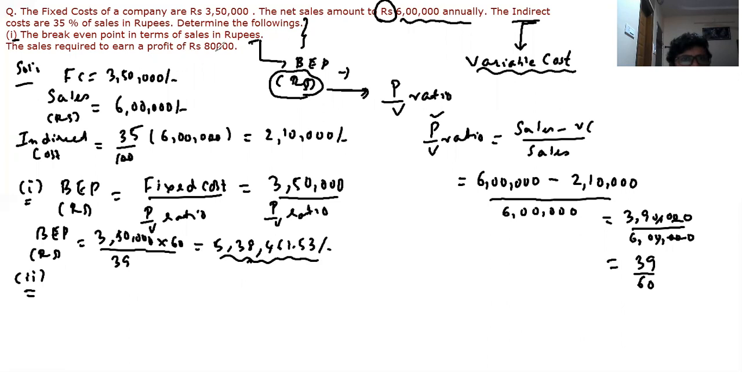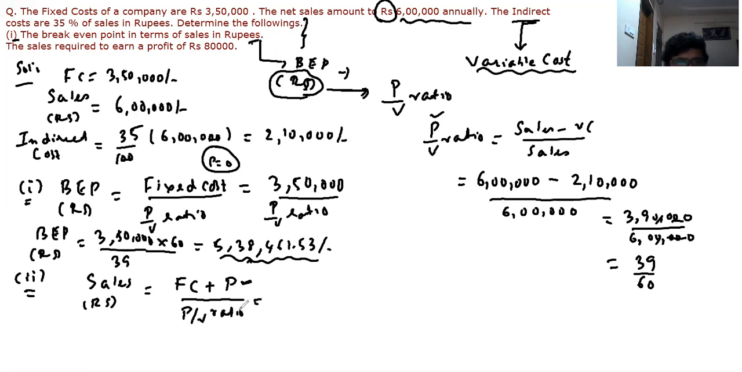So we know that the sales, if you want to find in terms of rupees, is given by the formula fixed cost plus profit. So if you are finding the break-even point, here the profit will become zero. After the break-even point, if you are getting into the profit zone, in the same formula, in the numerator, apart from the fixed cost, you need to add the profit, divided by the P by V ratio. So it is as simple.